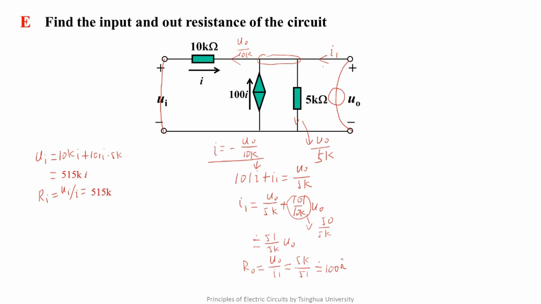Is this 515 kilo ohms input resistance large enough? Is this 100 ohm output resistance small enough? The answer is yes. Why? If we regard this as a voltage signal processing circuit, this is the input port and this is the output port.